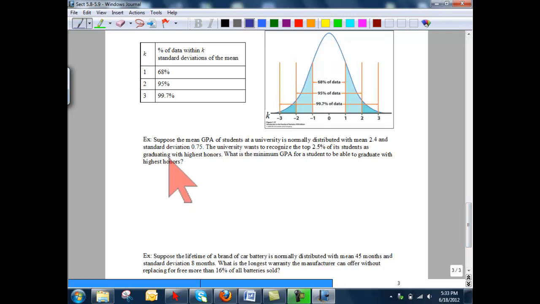Example, I'll just read it here. Suppose the GPA of students at a university is normally distributed with mean 2.4 and standard deviation 0.75. The university wants to recognize the top 2.5% of its students by grade as graduating with highest honors. What's the minimum GPA for a student to be able to graduate with highest honors?